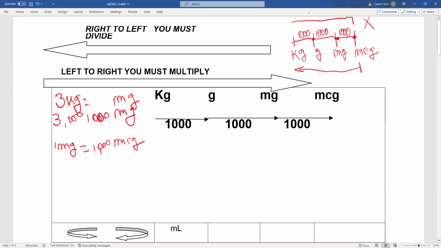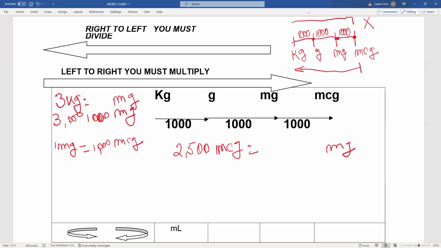So you have to know if you are going from left to right or right to left. All right, so let's talk about this. 2,500 microgram equal how many milligram? Microgram to milligram. Which direction are you going? Are you going from left to right or right to left? There we go. You're going right to left. So you got to divide.